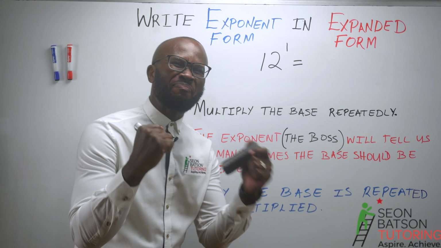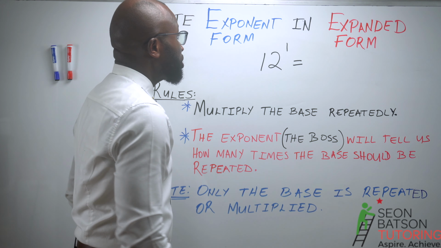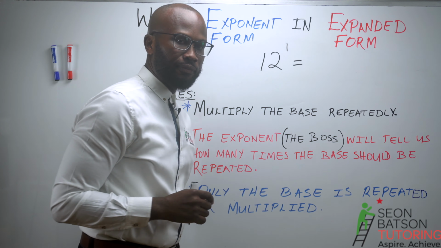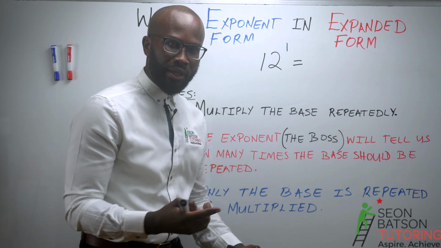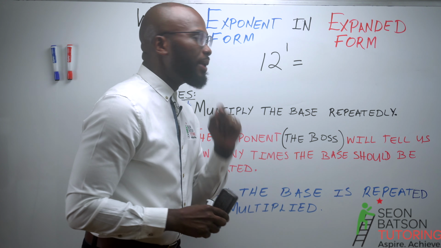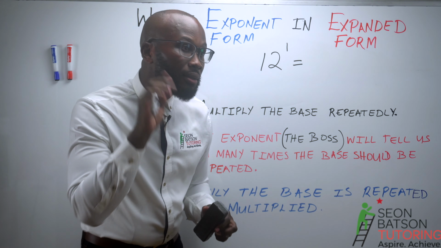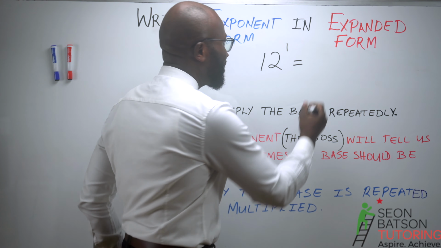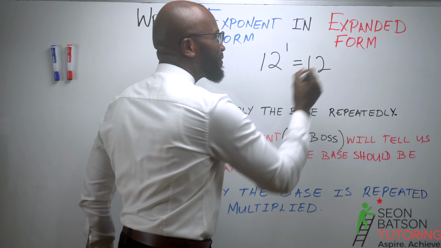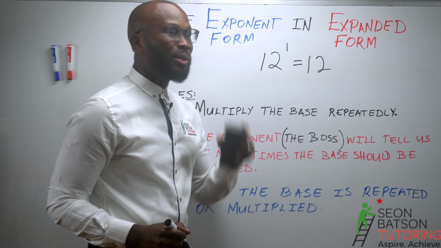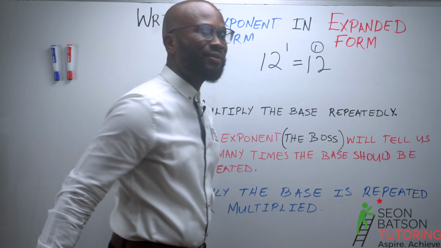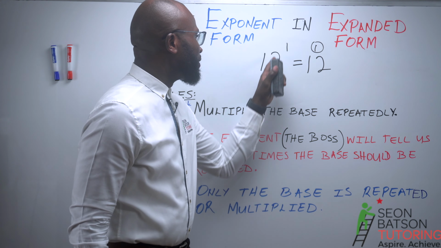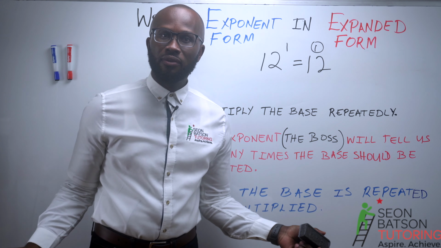Welcome back, welcome back. Let's see what we're going to get here. So we have 12 to the 1st power. Again, what is the plan? We will simply multiply the base by itself repeatedly. How many times should the base be repeated? Only once. So we only need 1 12, because the exponent is 1. So 12 to the 1st power is simply equal to 12.